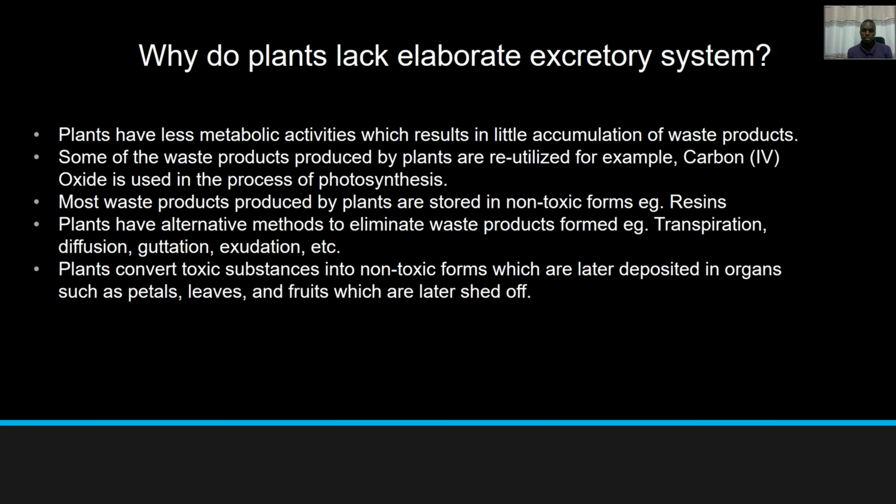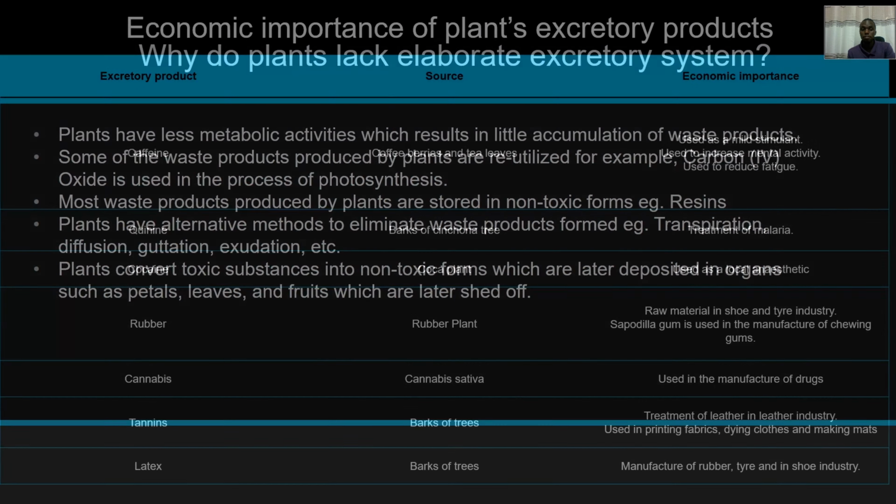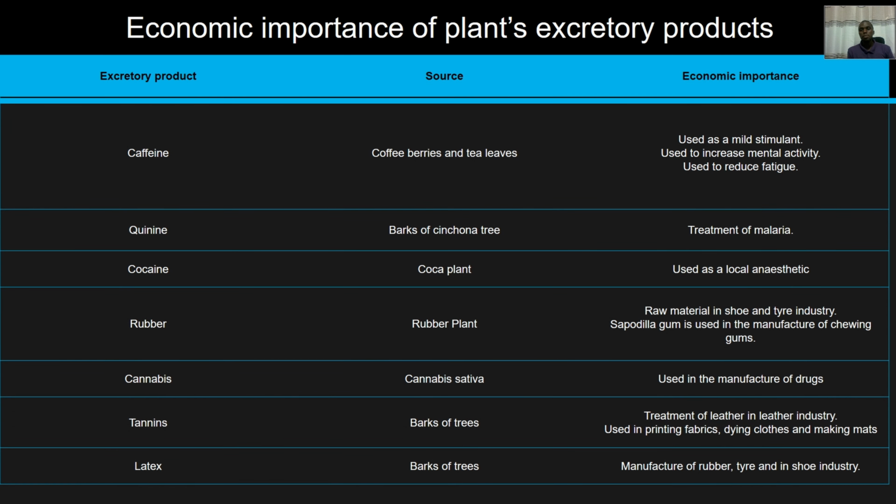Plants convert toxic substances into non-toxic forms, which are later deposited in organs, such as petals, leaves, and fruits, which are later shed off. Let's look at the economic importance of plants' excretory products. One, we have caffeine. Caffeine can be found in coffee berries and tea leaves, and is a mild stimulant and also boosts mental activities and reduces fatigue. Fatigue is just tiredness. Then quinine is found in barks of cinchona tree and is used in the treatment of malaria. We have cocaine, which is obtained from coca plant and is used as a local anesthetic.